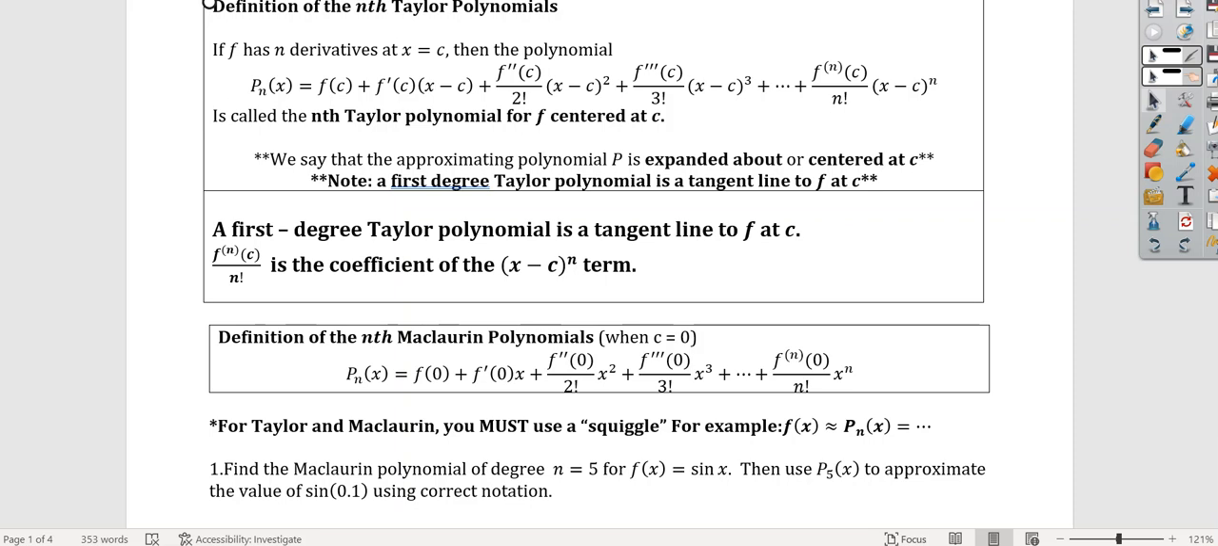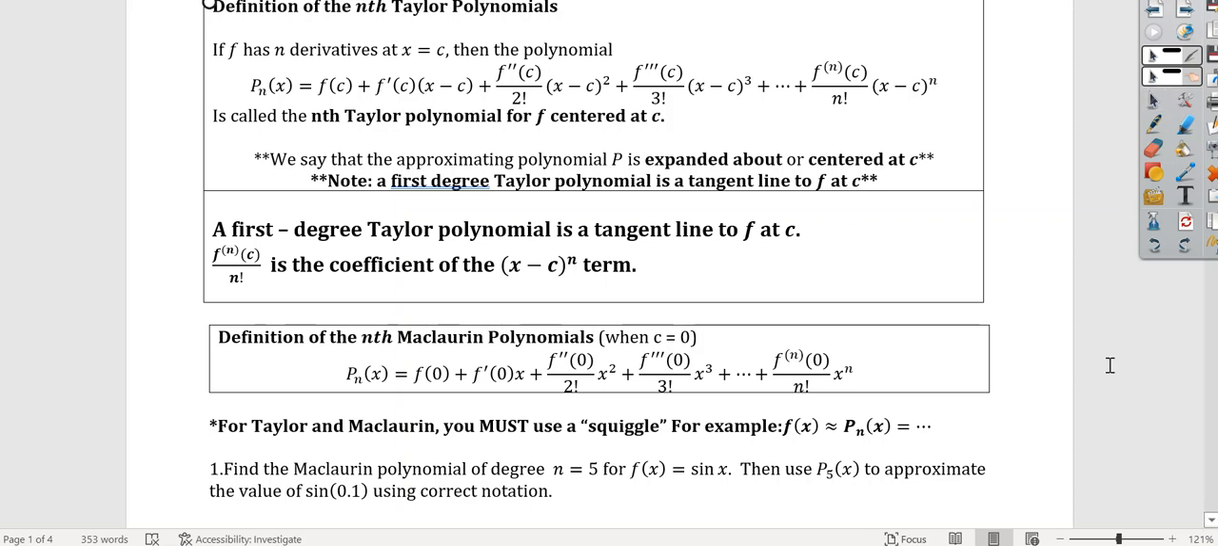So on the AP test, if it says something about a Maclaurin polynomial, you need to know that it's centered at 0, because they're not going to tell you that, okay? You could very well be given a Taylor polynomial question, and maybe it just tells you that you're centered at 0. It doesn't matter. It's the same thing. It's kind of like how a square is also a rhombus. A Maclaurin polynomial is a Taylor polynomial. It's just a specific case where it's centered at 0.